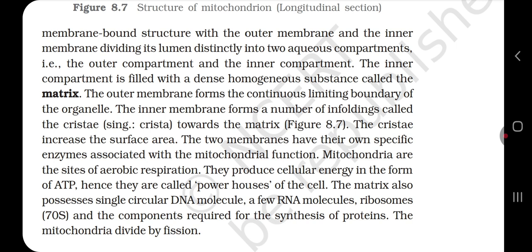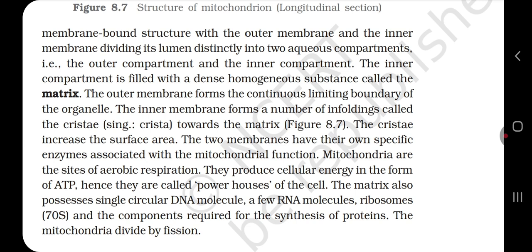The inner membrane forms a number of infoldings called cristae, singular crista, towards the matrix. The cristae increase the surface area. The two membranes have their own specific enzymes associated with the mitochondrial functions. Mitochondria are the site of aerobic respiration. They produce cellular energy in the form of ATP, hence they are called powerhouses of the cell.